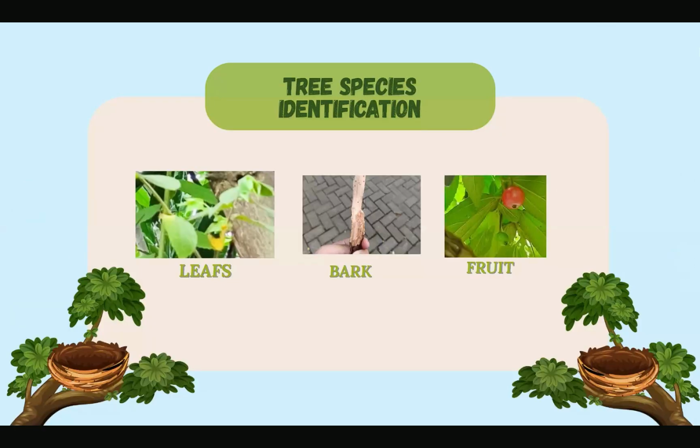Okay, for the tree identification, first the leaves. The shape, size, and arrangement of the leaves are important features to help us recognize the tree species. Second, the bark. Each tree has a different bark pattern, color, and texture. It is like the tree's fingerprint. And the third, the fruit. The color, shape, and position of the fruit also help us in the identification process. By combining all these parts, leaf, bark, and fruit, we can accurately identify the tree species. Next slide, please.